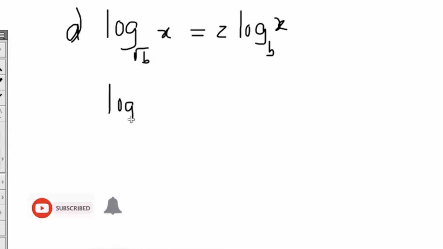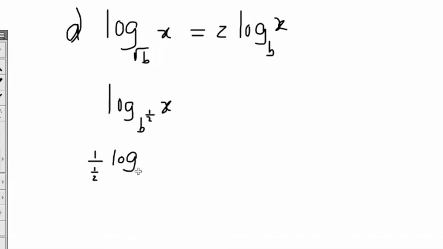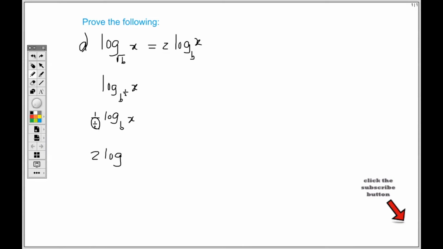Any power on the base, we can rewrite it. In this case the square root is a half, so it is b to the half, and when you have a power on the base, we can rewrite this as a fraction where it's 1 over the power. So 1 over the power, a half, then we have log base b of x. Now, half in the denominator, we reciprocate it, so it's going to become 2 over 1, which is the same thing as 2. So here I'll have my 2 log base b of x.